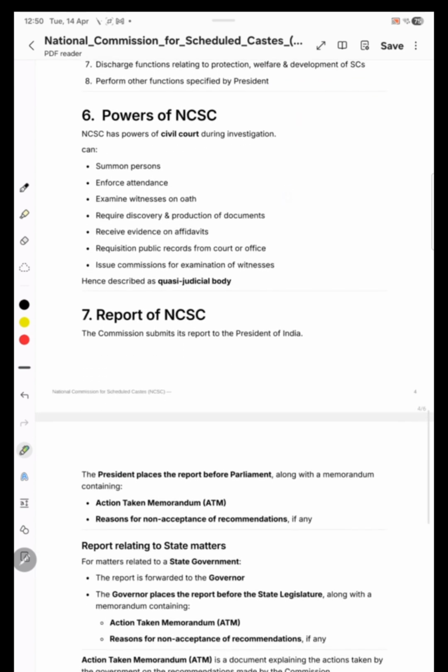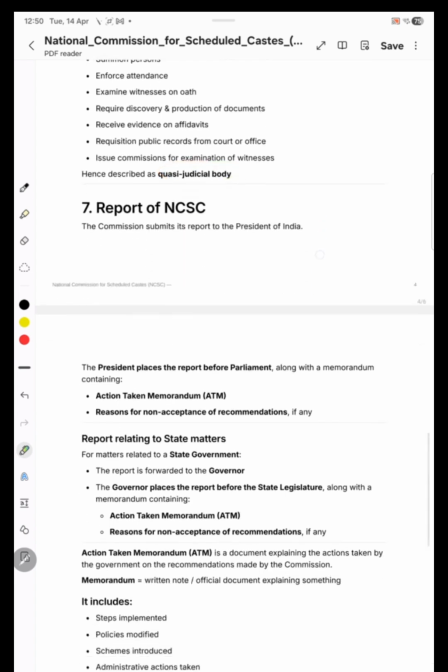And okay, NCSC is a quasi-judicial body, so it has the power of civil courts. So during investigation, it can summon persons, enforce attendance, examine witnesses, require discovery and production of documents. It can receive evidence on affidavits. It can requisition public records from a court or office, and it can issue commissions for examination of witnesses. Okay, so these are the powers. So it has powers of a civil court, and so it's a quasi-judicial body.